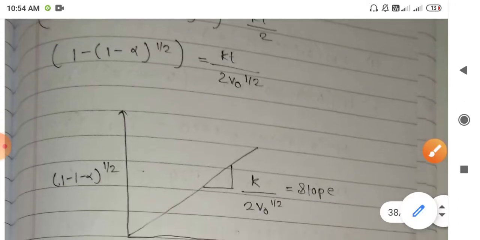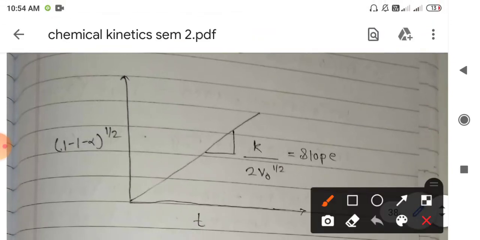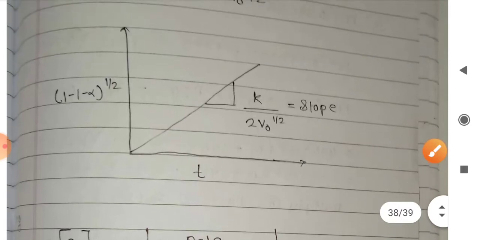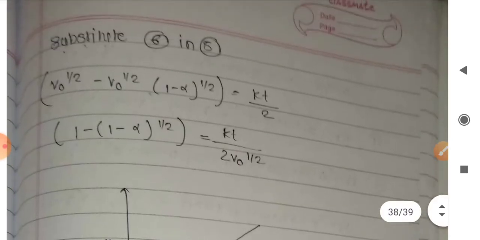Okay, so finally we get the equation like (1 minus alpha) raised to 1 by 2, here it should be in brackets, versus t. It gives a straight line graph passing through the origin having the slope of k upon 2 into v0 raised to 1 by 2. Okay, so this is the contracting area rate law, which will define the shape of the particle as the cylindrical one.